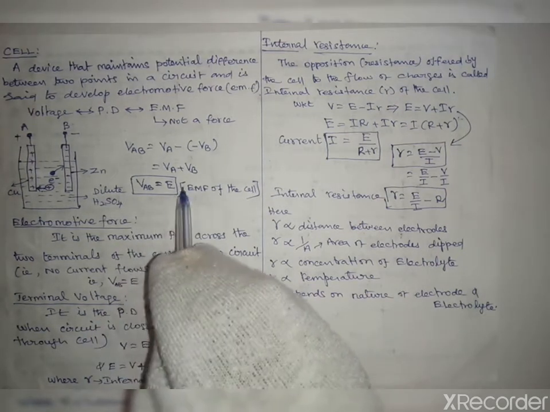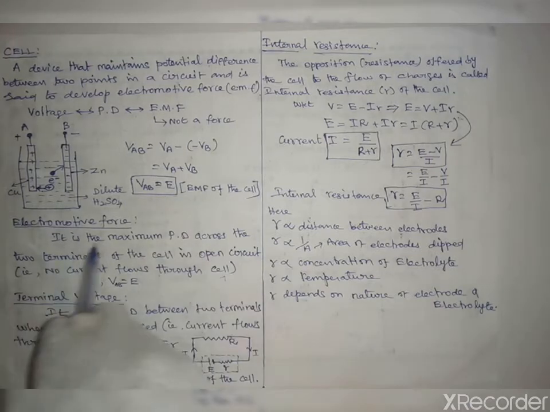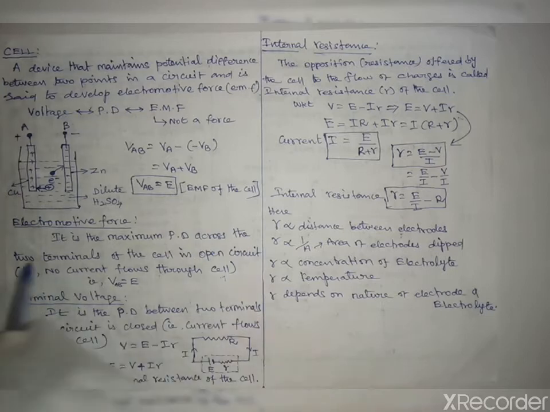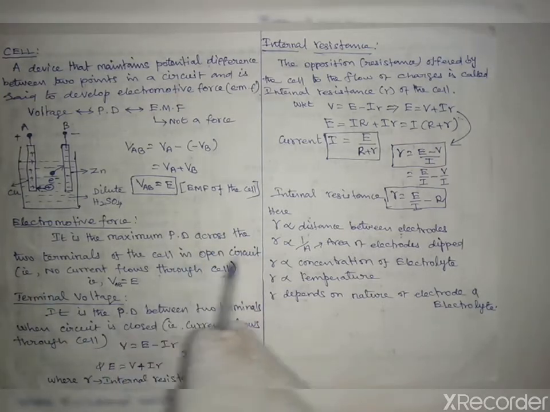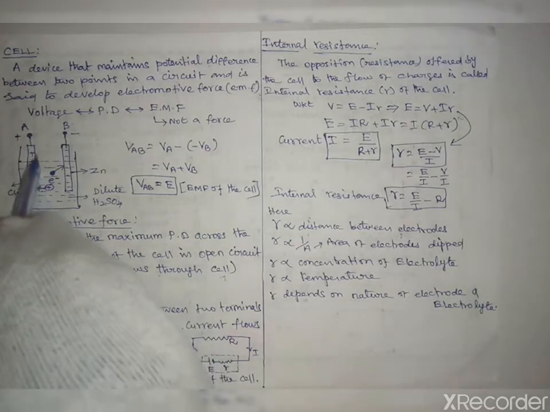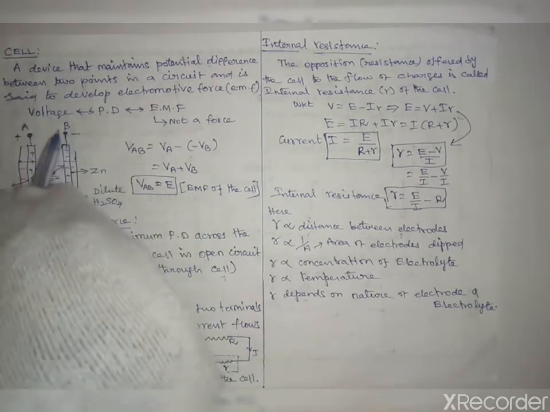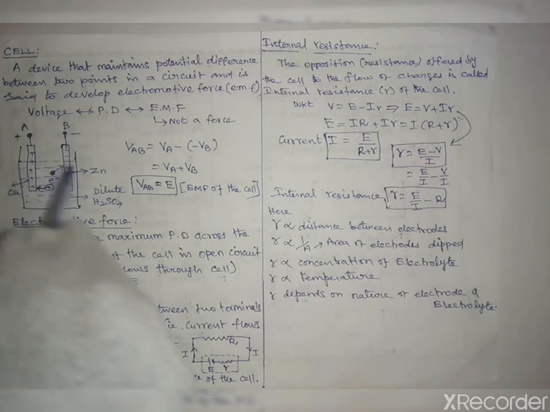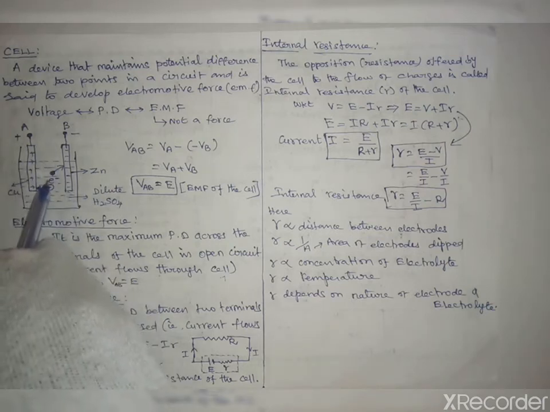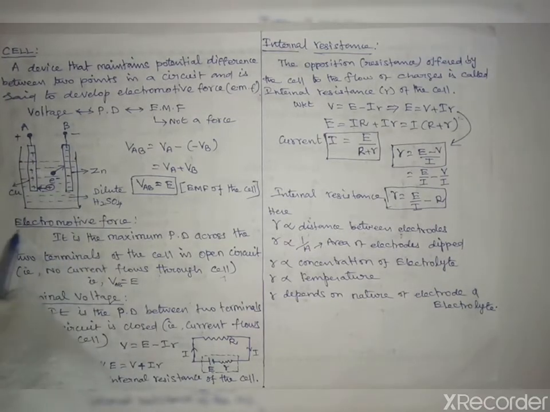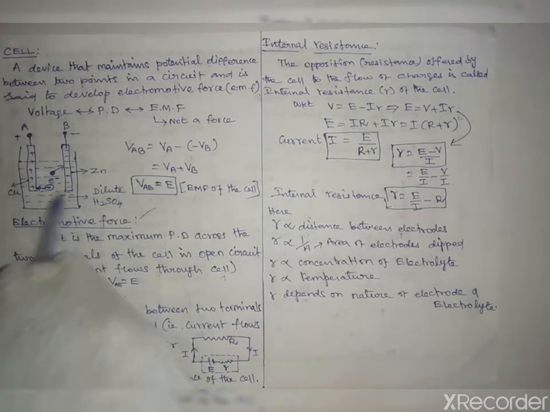So we can define the electromotive force. It is the maximum potential difference across the 2 terminals of the cell in open circuit. That is, no current flows through the cell. Here the terminals are not connected to an external circuit, so it's an open circuit. So no current is delivered by the battery. In this condition, the maximum potential difference between the 2 terminals is called the electromotive force of the cell.